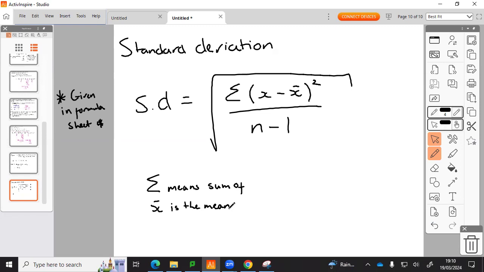And N is number of variables. So the number of numbers, the number of variables in question, I suppose. All right, so that's the number of variables in the sample. So the last example, that would have been 10. So it's 10 numbers in.